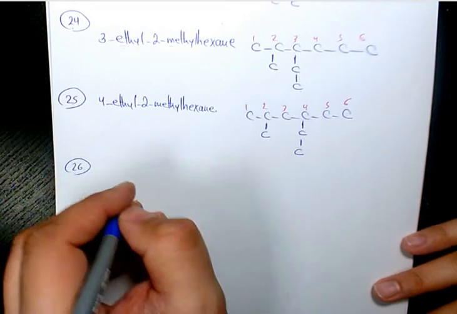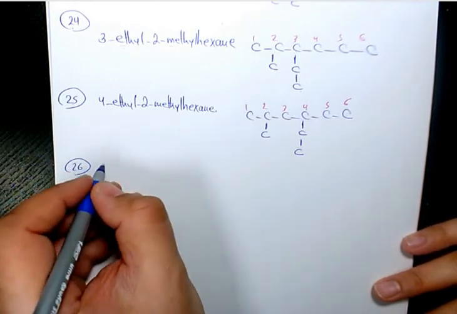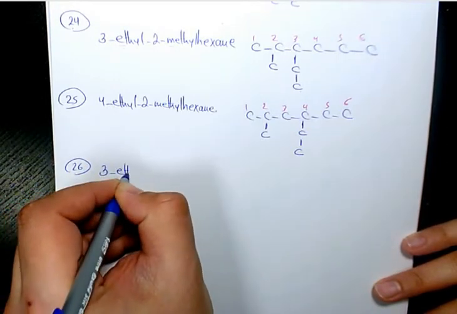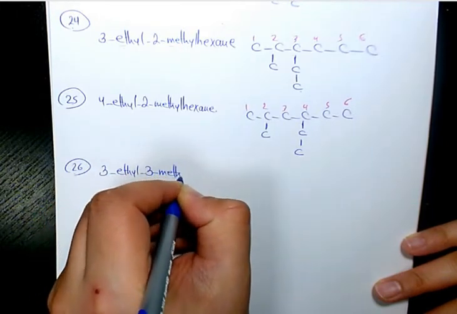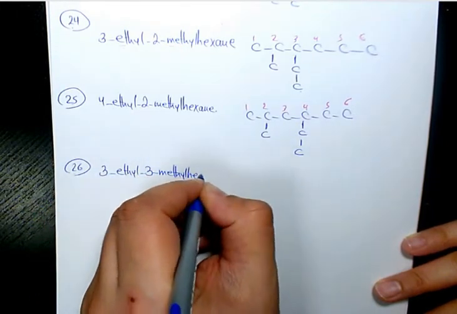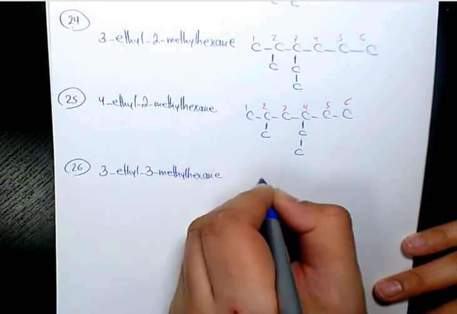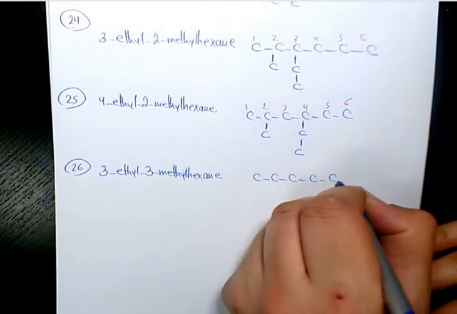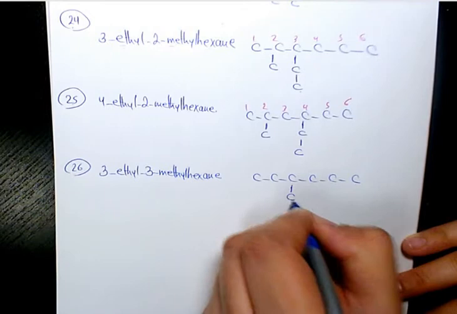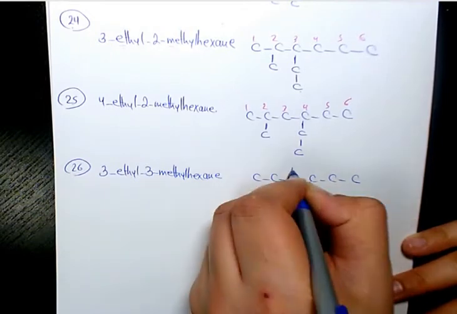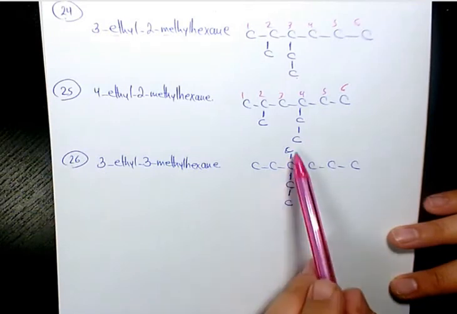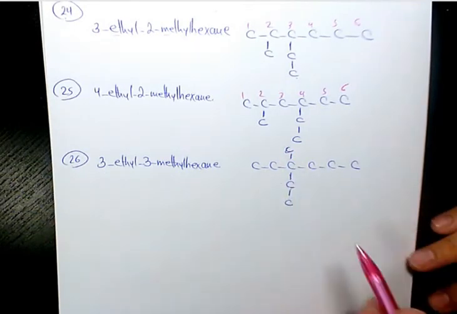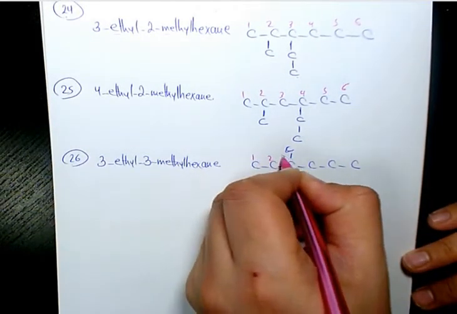26. It's gonna be 3 ethyl, 3 methyl hexane. 1, 2, 3, 4, 5, 6. It's gonna be 3 ethyl and 3 methyl. So we have 1 ethyl group and 1 methyl group both on the third carbon.